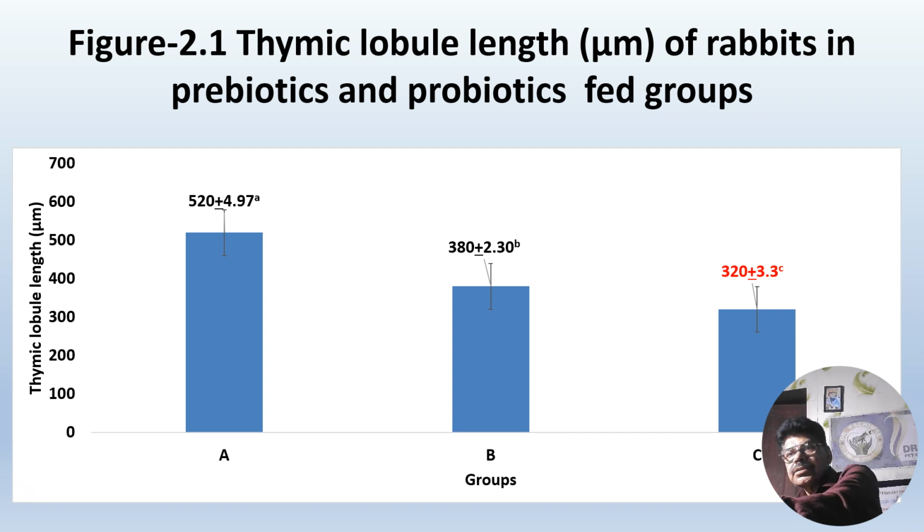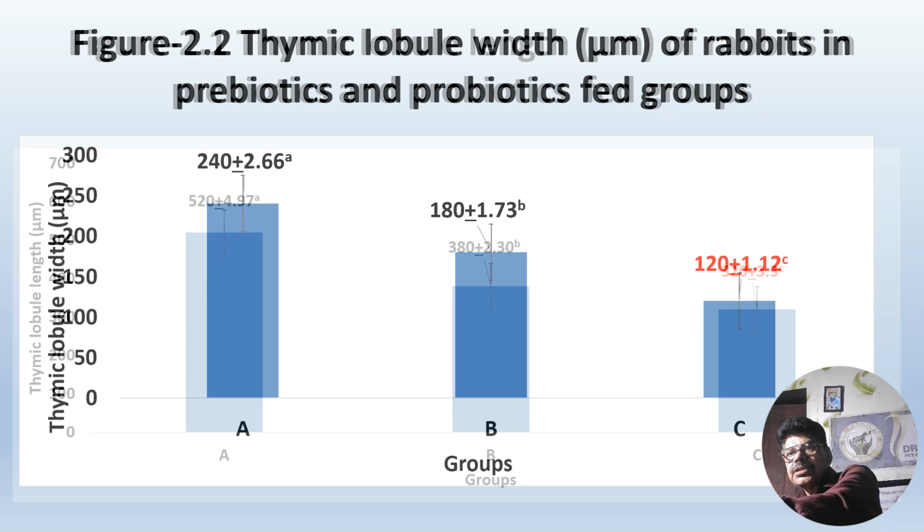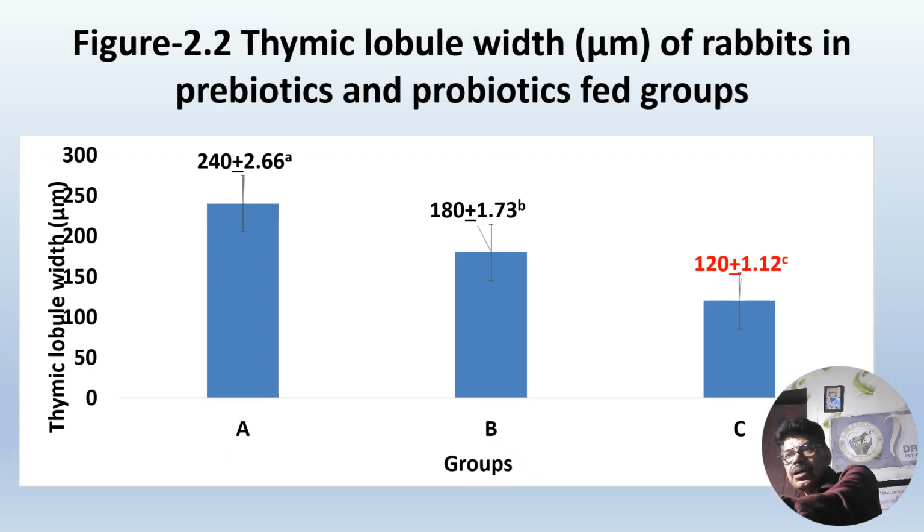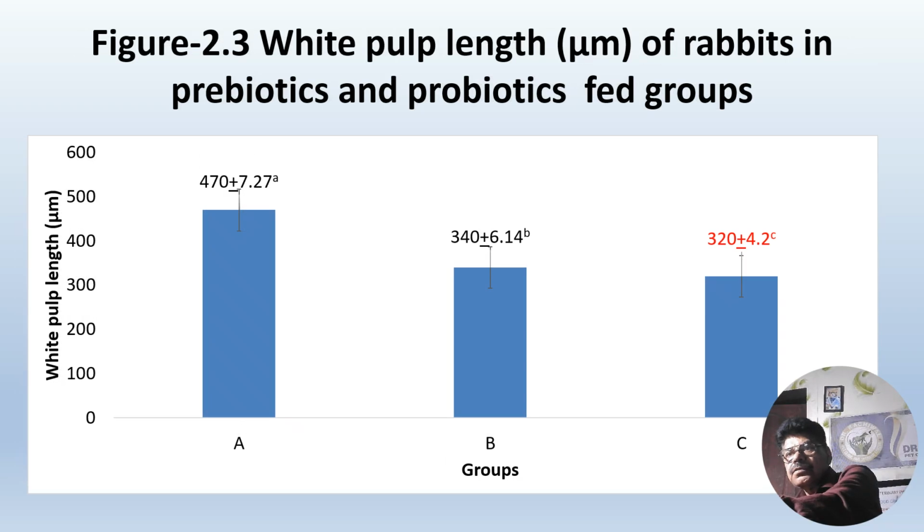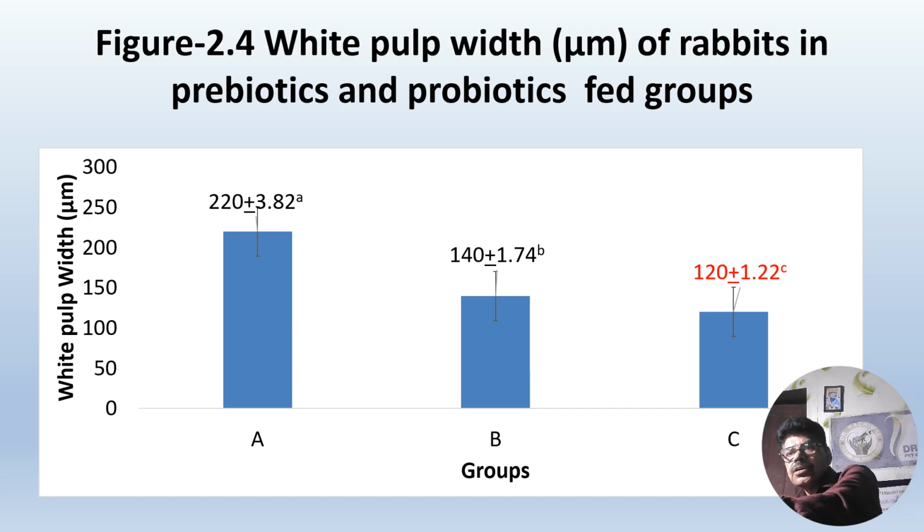The thymic lobule length was significantly lower in the C group. The thymic lobule width was significantly lower in the C group. The white pulp length was significantly lower in the C group, whereas the white pulp width was significantly lower in the C group.